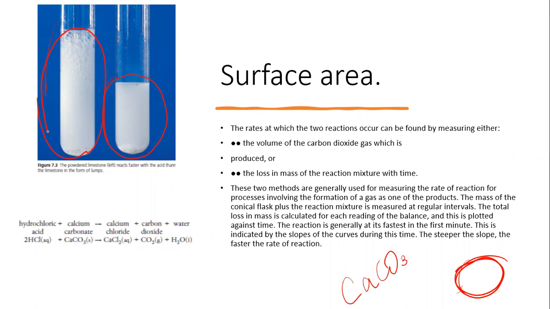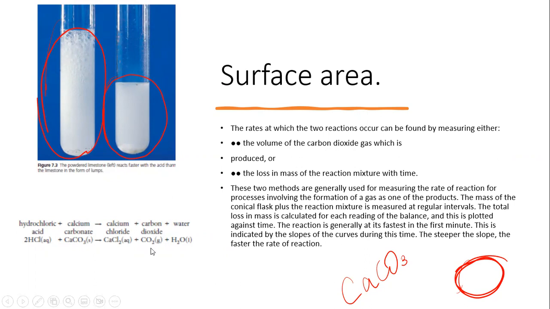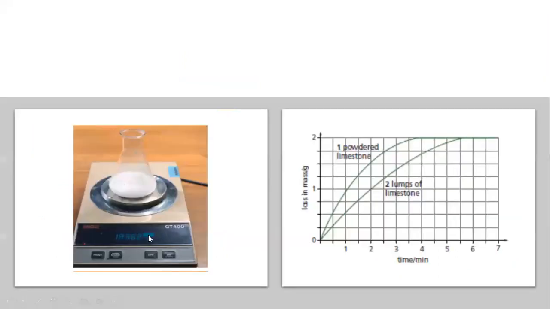amount of carbon dioxide gas that is being produced. So there are two ways you can do this. One way is that you can place your reaction mixture on a mass balance and measure the loss in mass. In this reaction, what is happening? You are reacting hydrochloric acid with calcium carbonate. So you are making calcium chloride, which is a solution, carbon dioxide and water. Carbon dioxide is a gas. So one way of performing the experiment is that you measure the loss in mass.